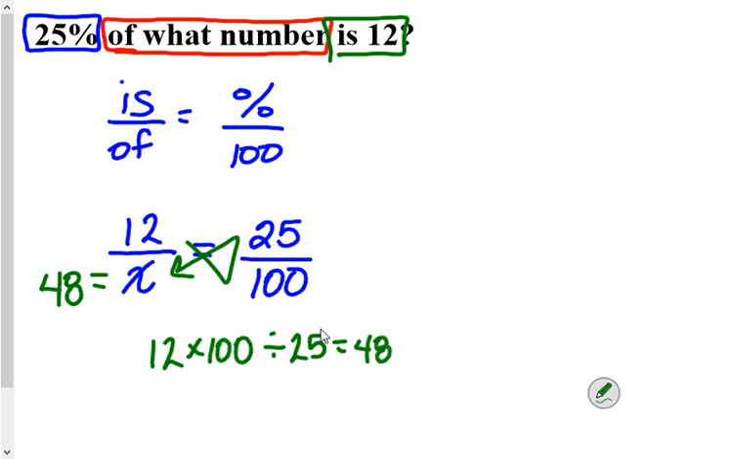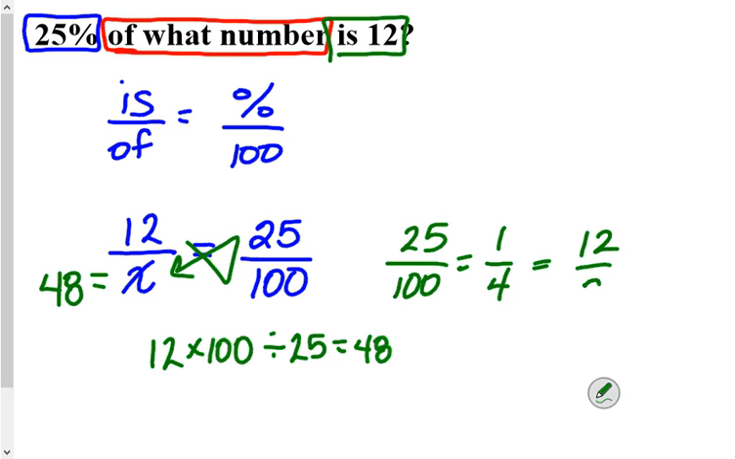Now notice I might have also said, well, 25 over 100 equals 1 out of 4, or 1/4. 25 hundredths is 1/4, or 25% is 1/4. And so that's equal to 12 out of what? So 1 times 12 is 12. 4 times 12 is 48.